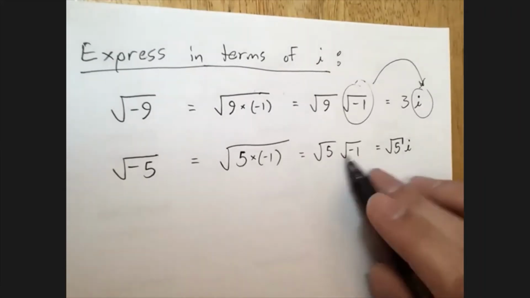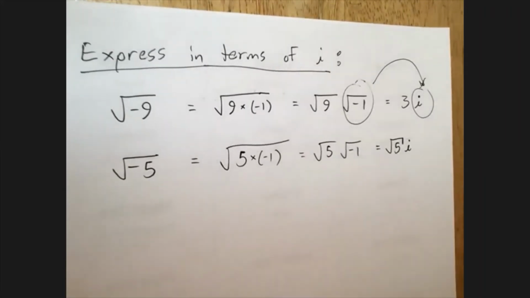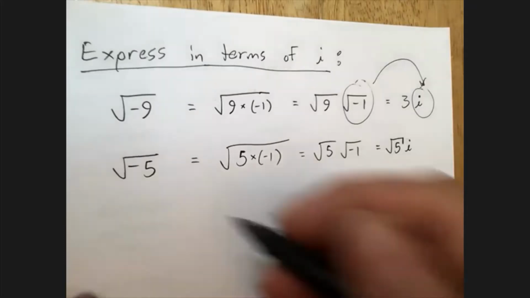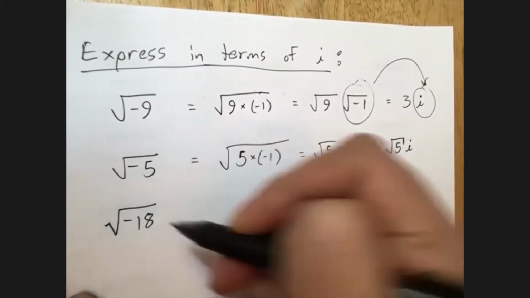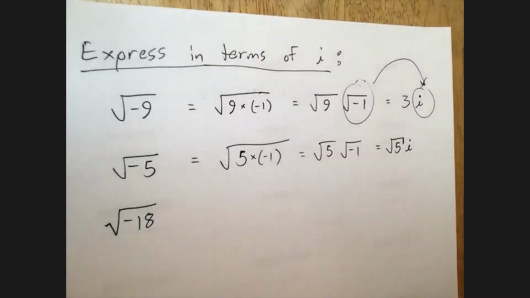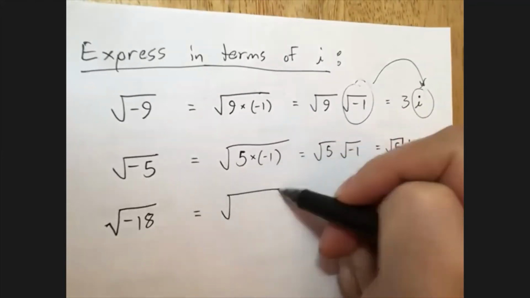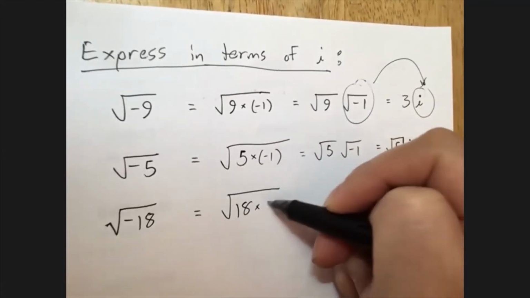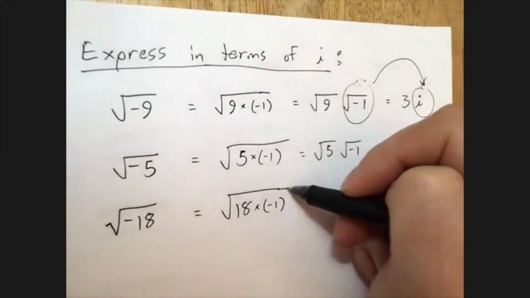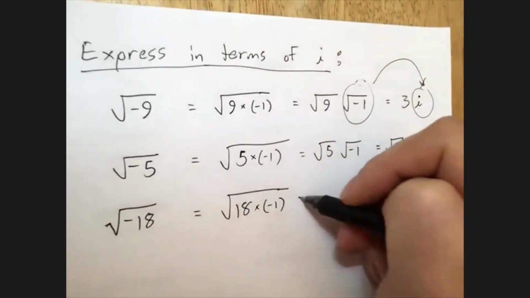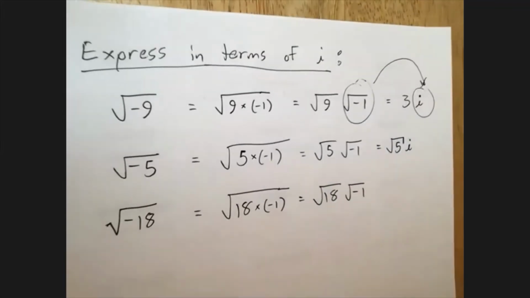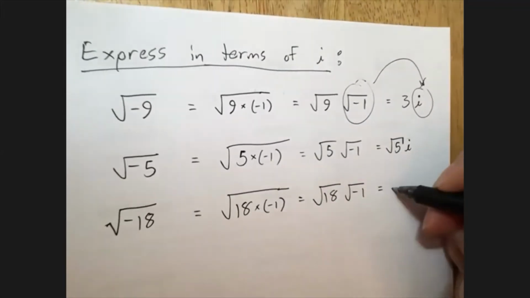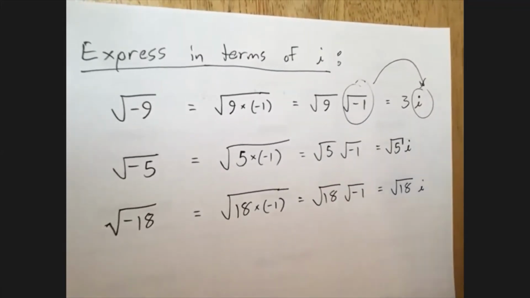It kind of contains the square root as part of it. All right. What about the square root of -18? Okay, well, here we can write this as 18 times -1. So that's the square root of 18 times the square root of -1. So that's root 18 times i.